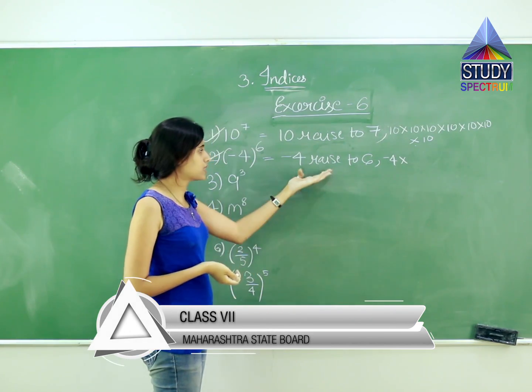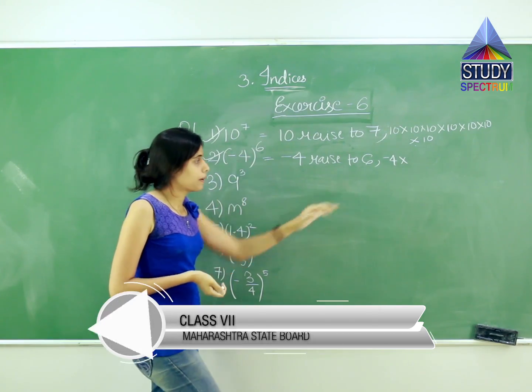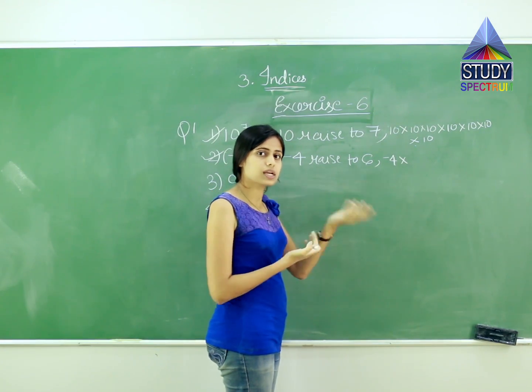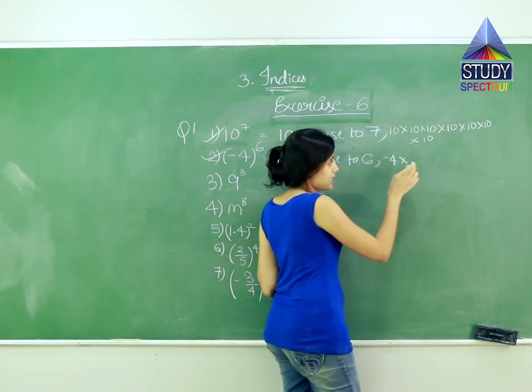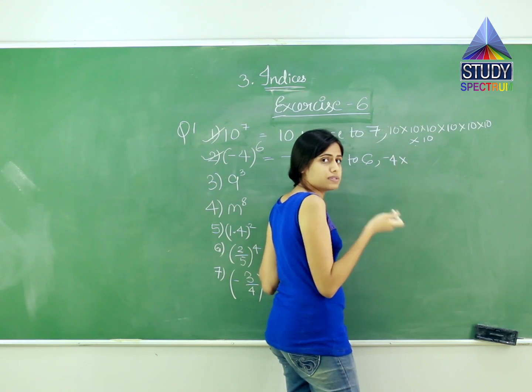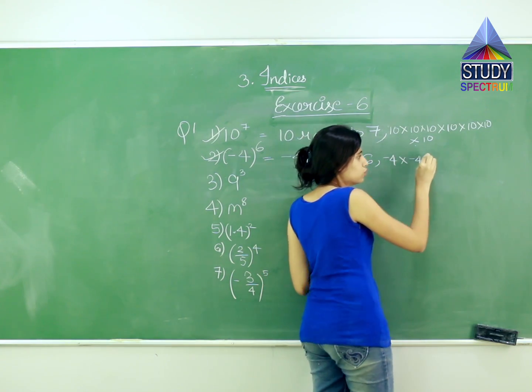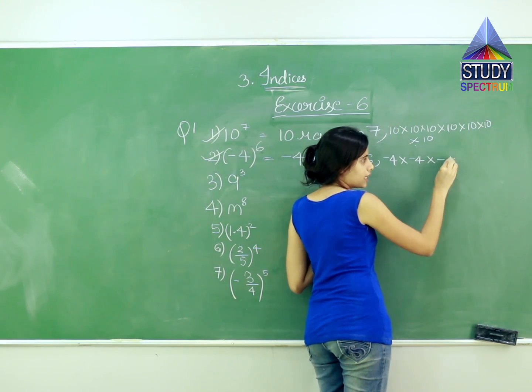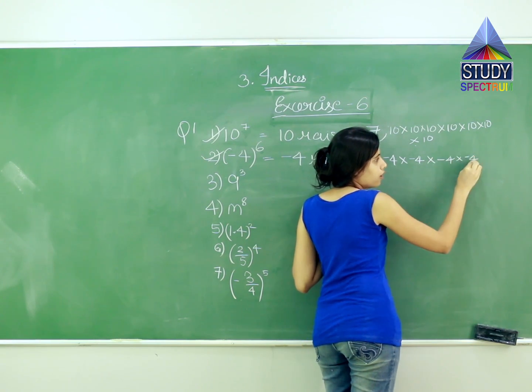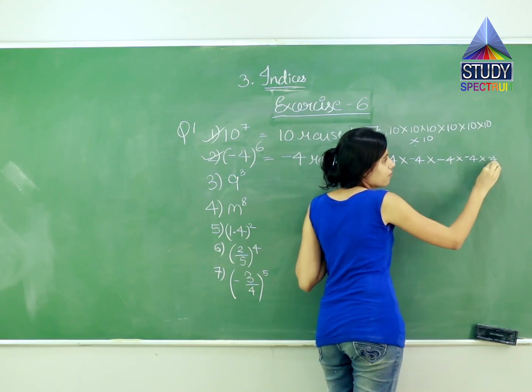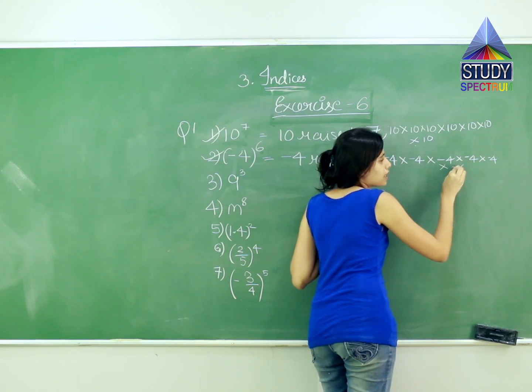6 times. Because in the index what we have? 6. Base and then times index. So over here base minus 4 and how many times? 6 times. So minus 4, 1, 2, 3, 4, 5, and this is 6.